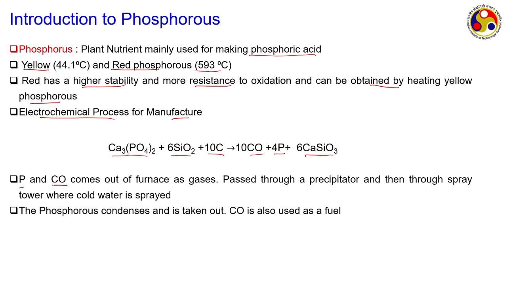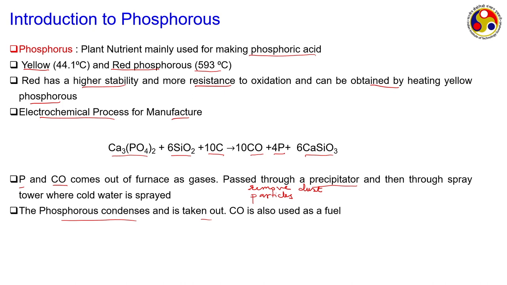Fine. So the entire equation is balanced. The phosphorus and carbon monoxide come out of the furnace as gases. They are passed through a precipitator. Why is it passed through a precipitator? To remove the dust particles. Then it is sprayed with cold water. What happens is phosphorus is condensed and separates out and is taken out, but you cannot condense carbon monoxide. The carbon monoxide escapes as a gas. So you have two streams coming out after you spray.